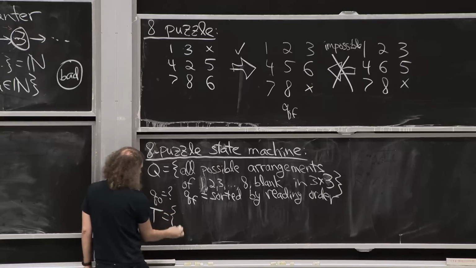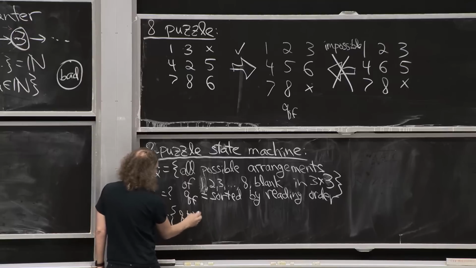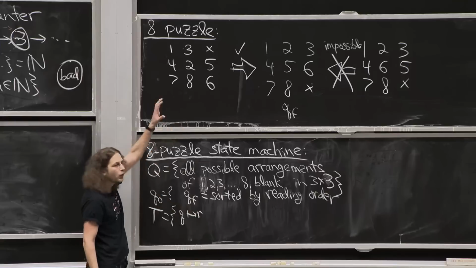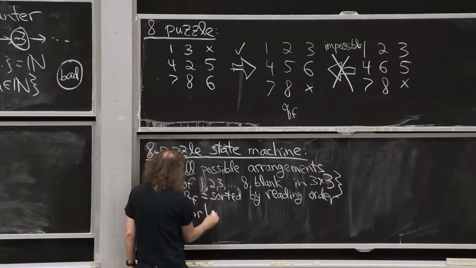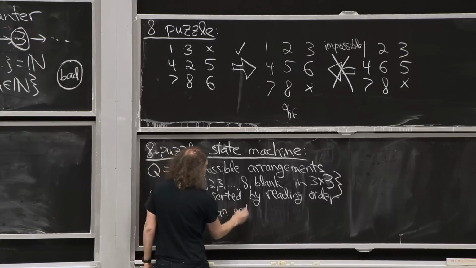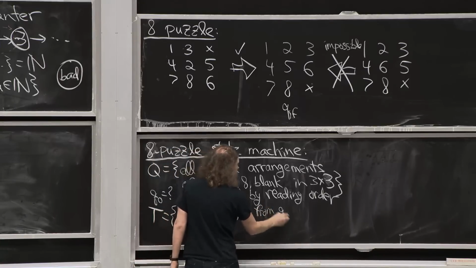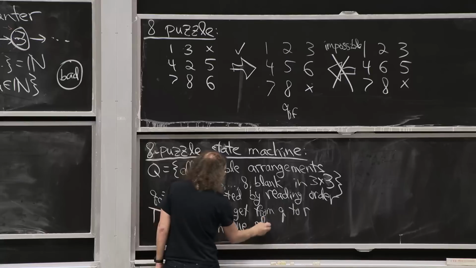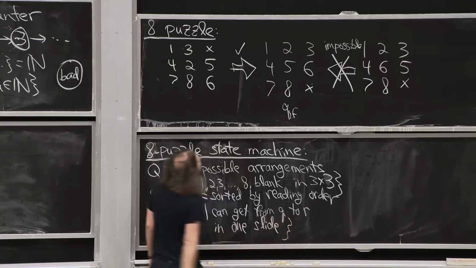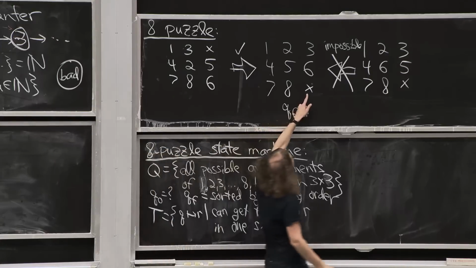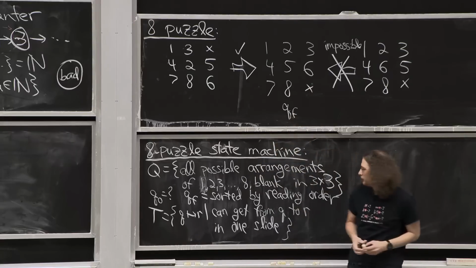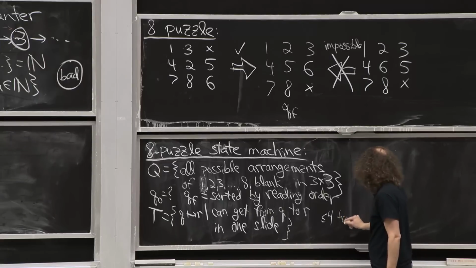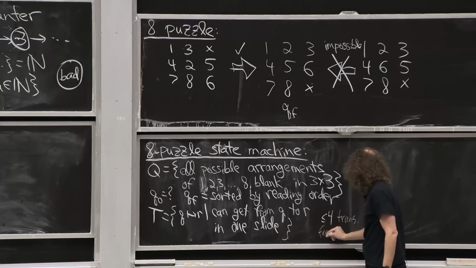Transitions are going to look like some Q to R for 2 states Q and R. And it's when you can get from Q to R by making one slide. I'm just going to write that in words. Can get from state Q, that 3x3 grid, to state R in one slide, meaning you exchange the blank, the x, with one of its neighboring cells. So in particular, there is at most 4 different transitions from any state.